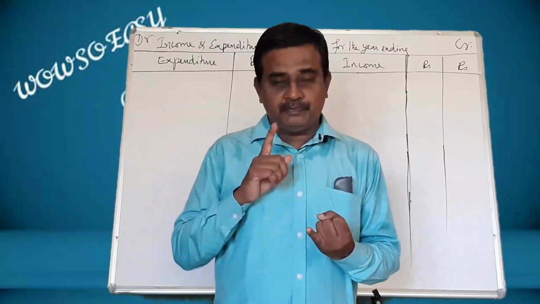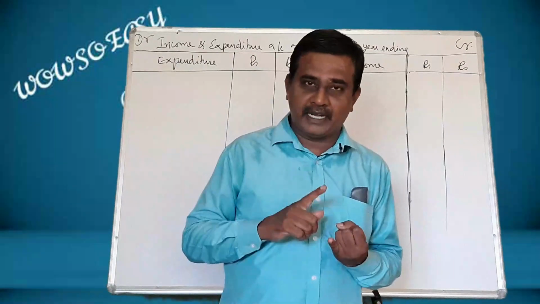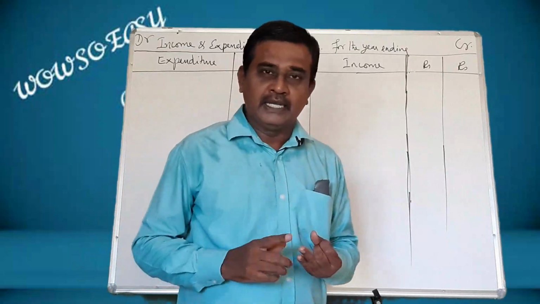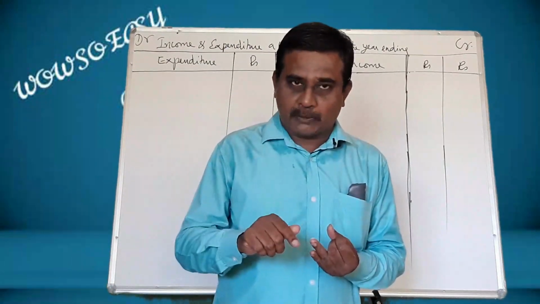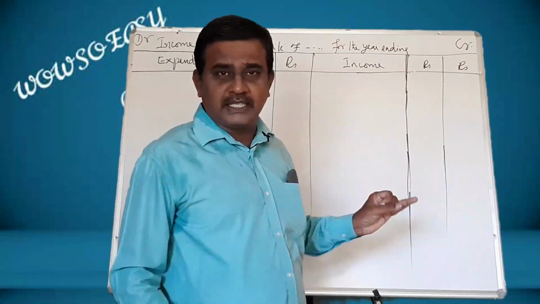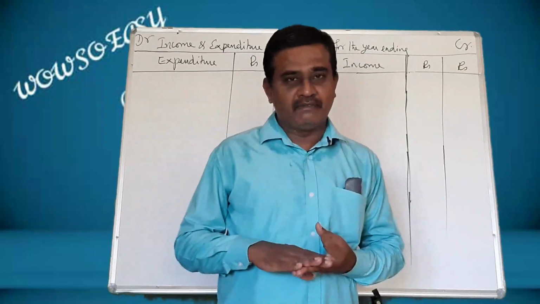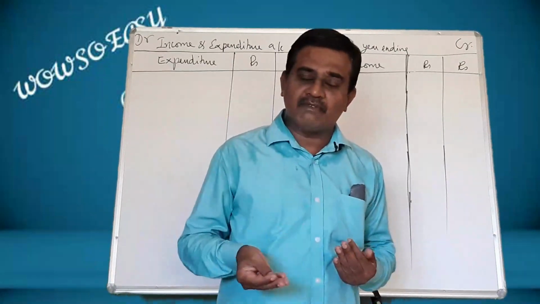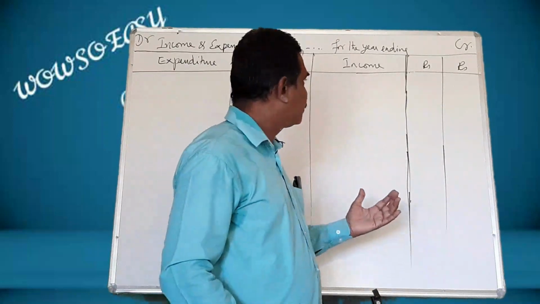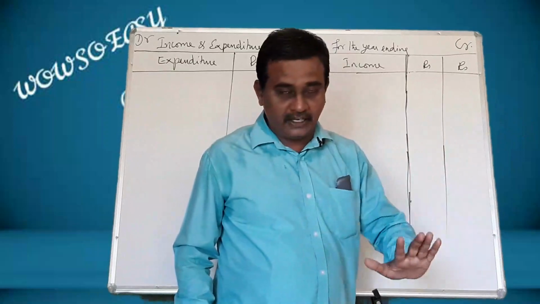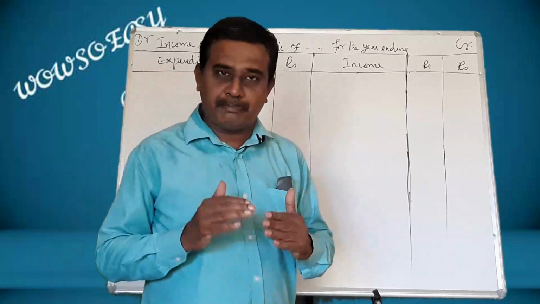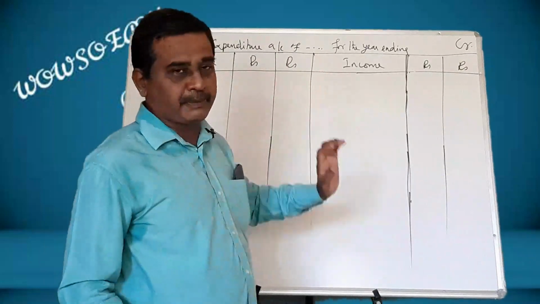First, you have to see whether the item is a capital item or a revenue item. Only revenue items will be brought here. Second, see whether that amount is meant for the year for which we prepare accounts. Only that should be brought here. And then, when any asset is sold, see whether there is any profit or loss. If there is a profit, it should be brought to the income side, and if there is a loss, it should be brought to the expenditure side. These are the things you have to keep in mind while preparing the income and expenditure account.